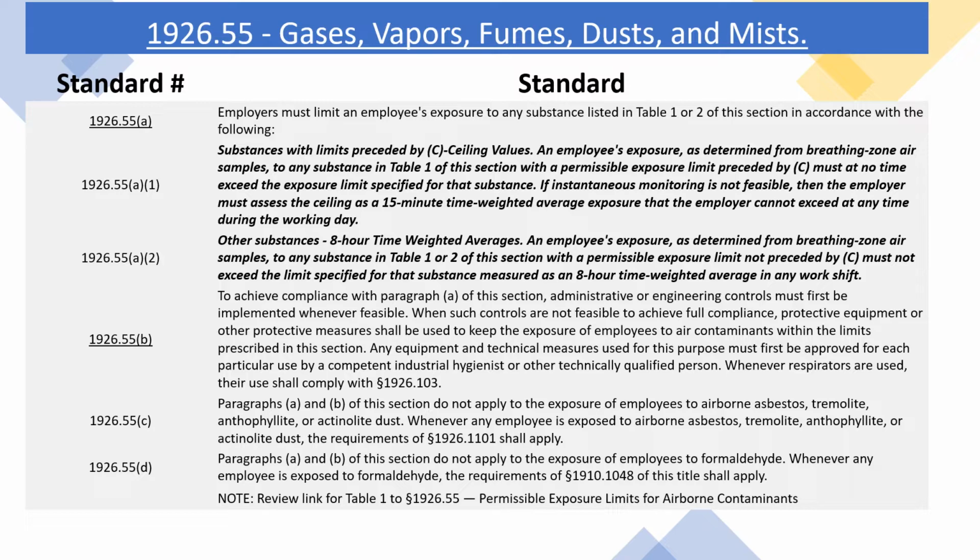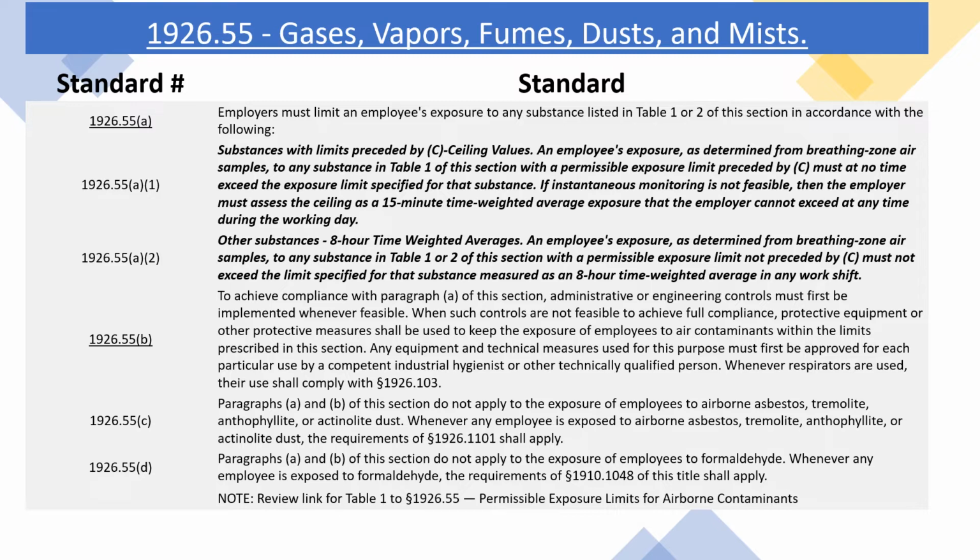1926.55(a)(1) Substances with limits preceded by C. Ceiling values. An employee's exposure, as determined from breathing zone air samples, to any substance in Table 1 of this section with a permissible exposure limit preceded by C must at no time exceed the exposure limit specified for that substance. If instantaneous monitoring is not feasible, then the employer must assess the ceiling as a 15-minute time-weighted average exposure that the employer cannot exceed at any time during the working day.